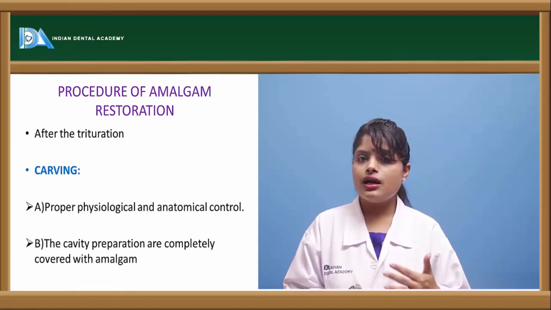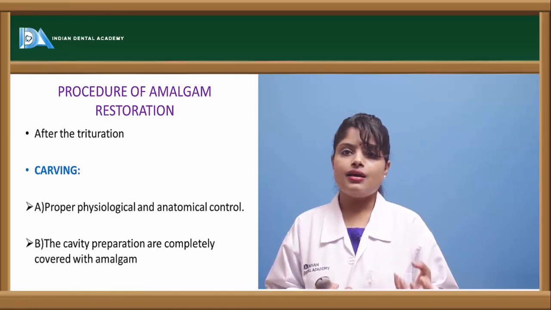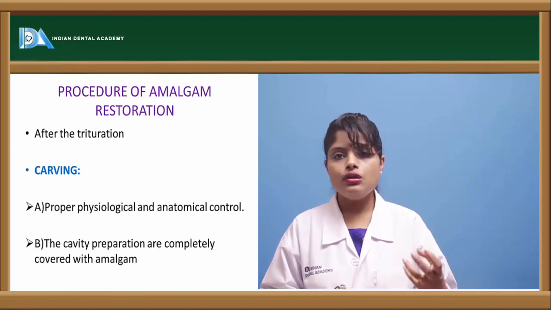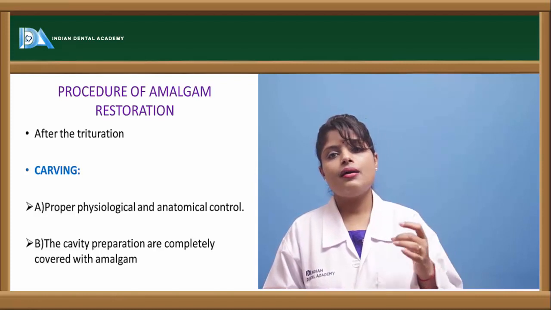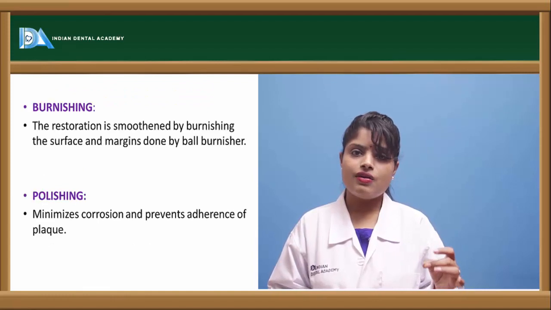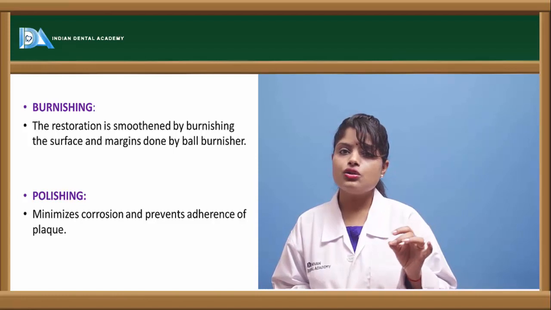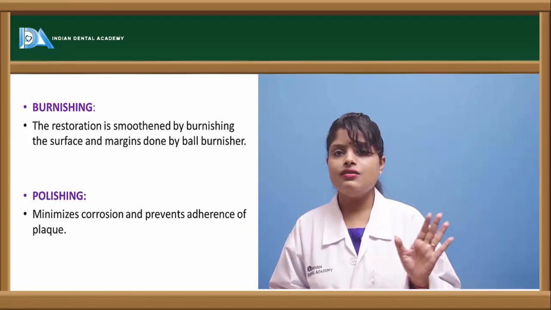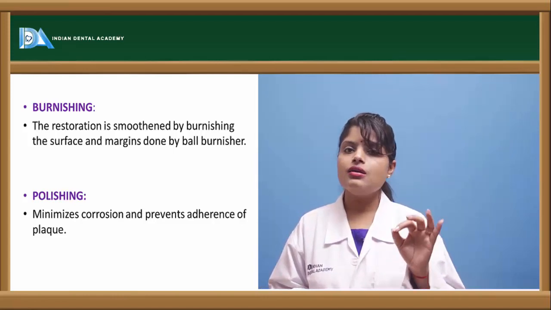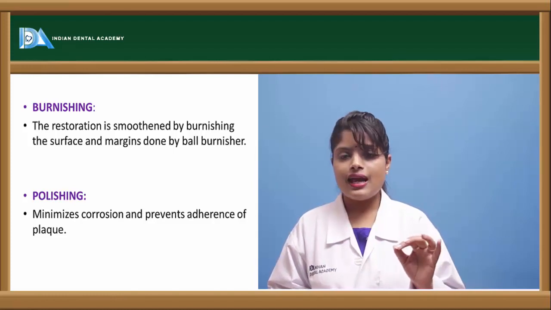Now, after the condensing, we do carving of the amalgam to simulate the entire occlusal anatomy of the tooth surface and to ensure that each and every line angle and point angle is in contact with the amalgam restorative material. Finally, after carving, burnishing is performed. Burnishing is performed by a ball burnisher to remove any further irregularities from the tooth surface. It is always done from the center to the periphery. Then the final polishing is done to prevent any corrosion.